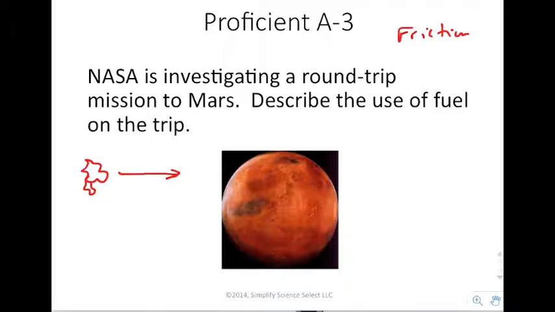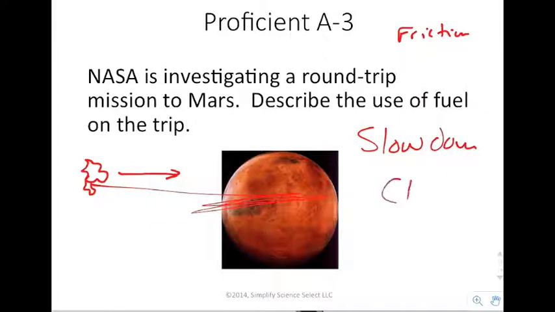Now, if you don't restart the engines before you get there, the probe's going to slam into Mars, and that's not going to work. So instead, you only have to turn the engines on in order to slow it down, or if you want to change course. Those are the only ways that you have to change course. It's not an E, it's a C. So if you want to change course.